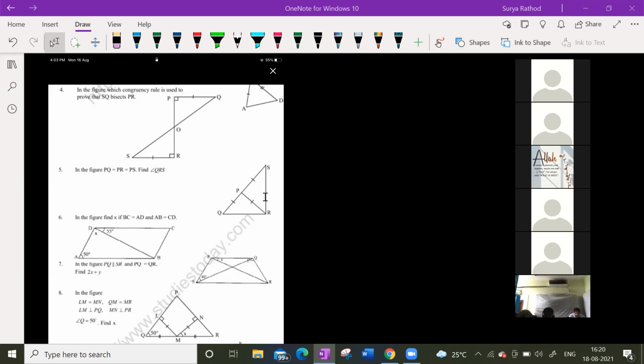Yes, tell me. By AAS congruency, triangle POQ is congruent to triangle RSO. From that we can say that PO is equal to OR, by using AAS. So you are using angle QPO and ORS, isn't it? By using this, the angle and the side. Okay, fine. What about Kavya ji?